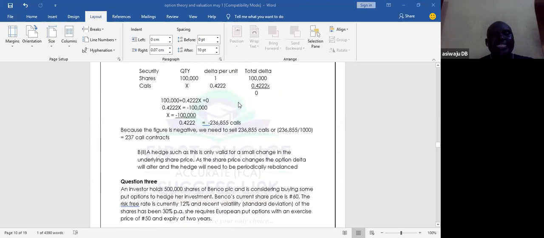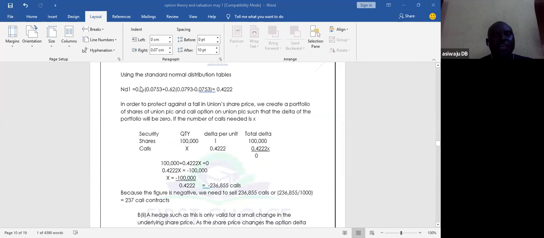What we intend to get from the equation is the N(d1). Which equation? This equation, right? What we intend to get from here is the delta of a call option. That is the intention. The delta of a call option is approximated as your N(d1).